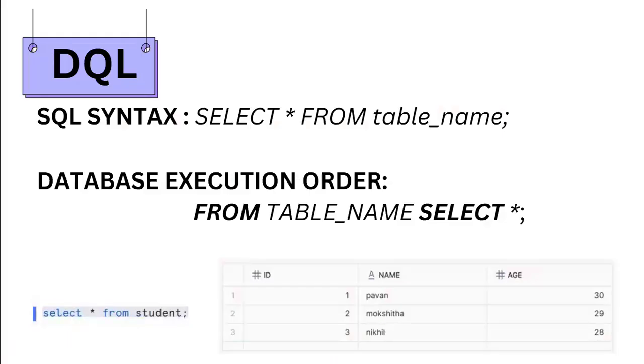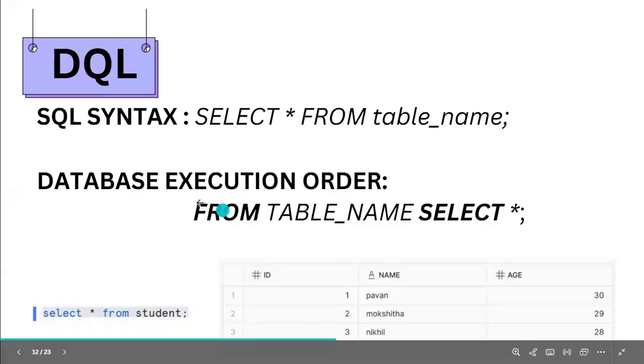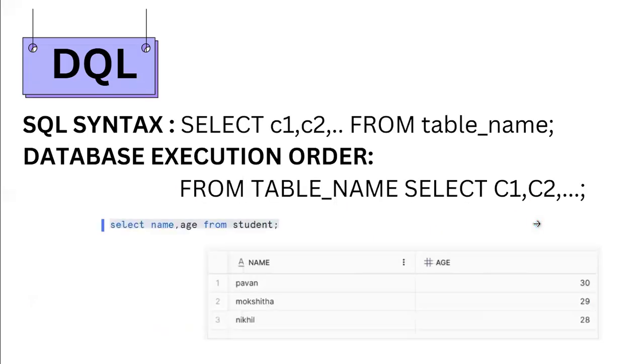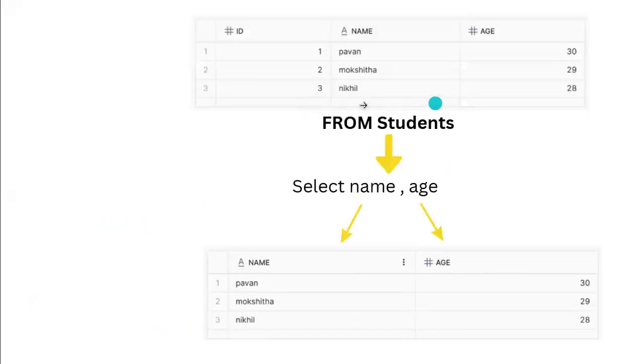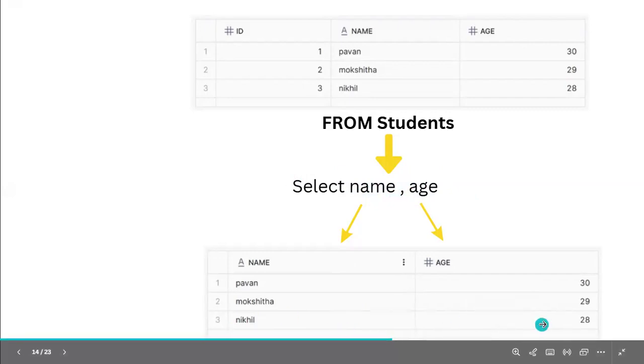There is a database execution order as well. Even though I have written select star from table name, the database will execute it in a different way. How will the database execute it? First, it will execute the from clause, then it is going to execute the select clause. It will pick all the values, and based on the condition, the columns will get printed.